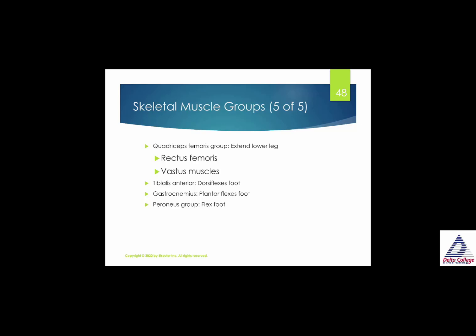Now the tibialis anterior muscle dorsiflexes the foot, which makes your toes point to the sky. The gastrocnemius is your calf muscle, and it helps you plantar flex your foot. And the peroneus group flexes the foot.